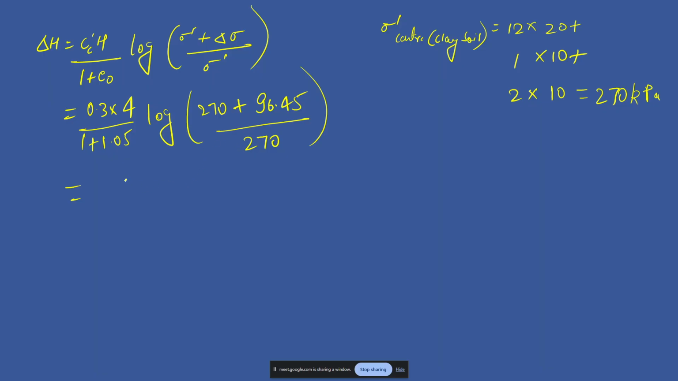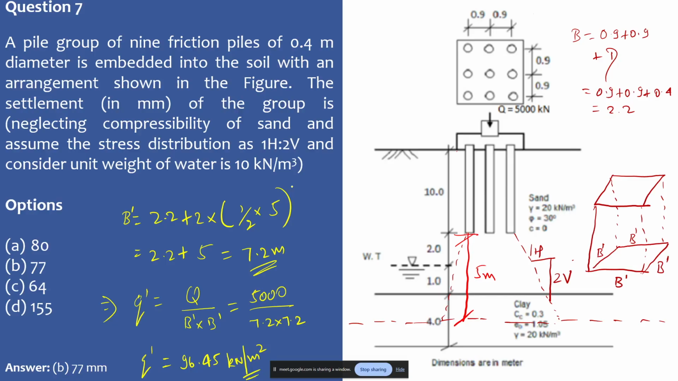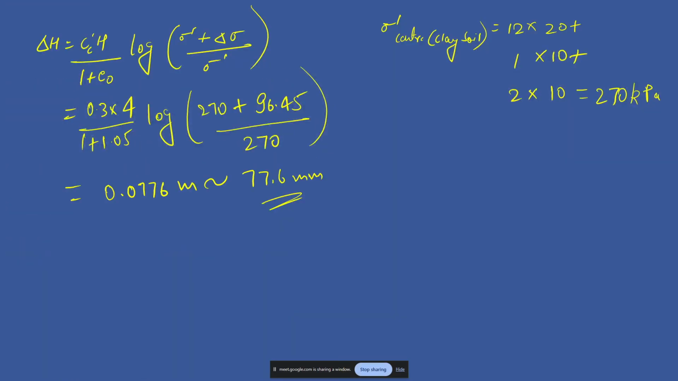Yeah, so I am getting it as 0.0776 meter, which will come out as 77.6 mm. So it is closer to option B. Yeah, so correct answer is option B.